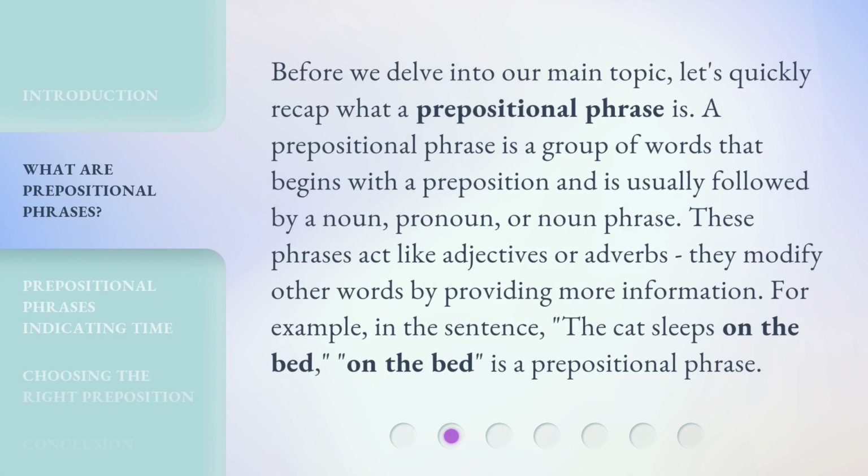Before we delve into our main topic, let's quickly recap what a prepositional phrase is. A prepositional phrase is a group of words that begins with a preposition and is usually followed by a noun, pronoun, or noun phrase. These phrases act like adjectives or adverbs. They modify other words by providing more information. For example, in the sentence, "The cat sleeps on the bed," "on the bed" is a prepositional phrase.